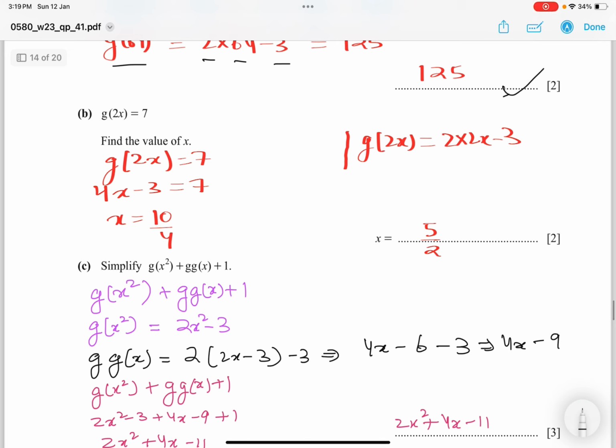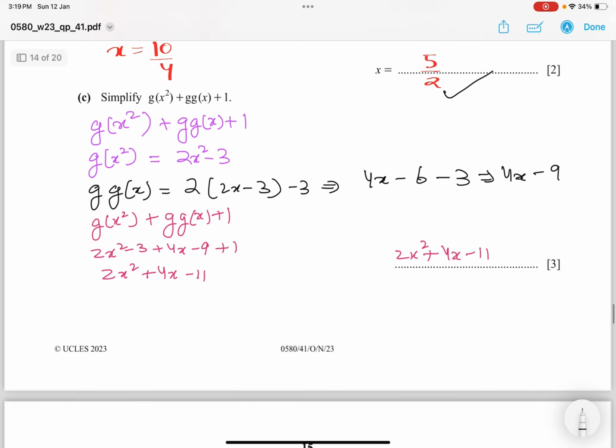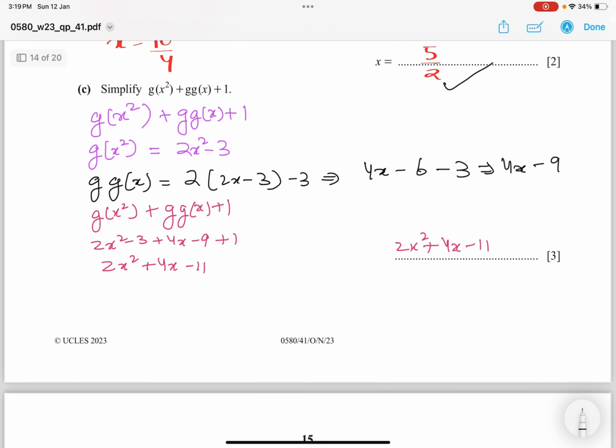Let us find g(2x), that is equal to 7. We have to find the value of x. So we will put the value 2x into the function, that was 2x minus 3. Instead of x, we will put 2x. Now we will equate it to 7. That is 4x minus 3 equals 7 and x equals 5 by 2. Let us move on to the next question.